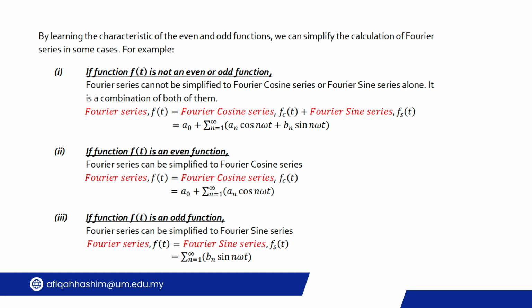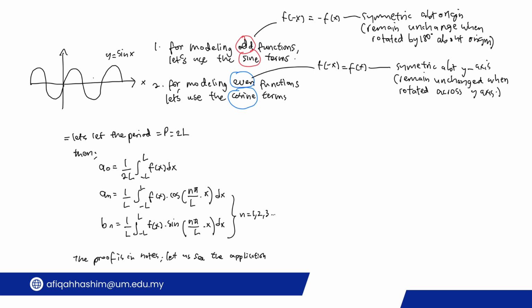And then, if you know the signal, the function given to you, is an odd function, you just need to find the value of Bn and substitute the value of Bn into this general equation of the Fourier series for f_s of t.